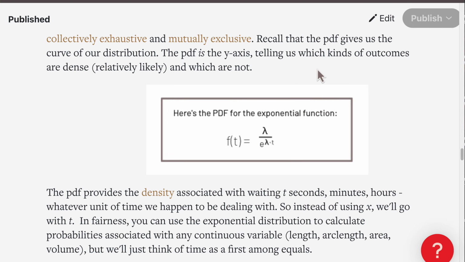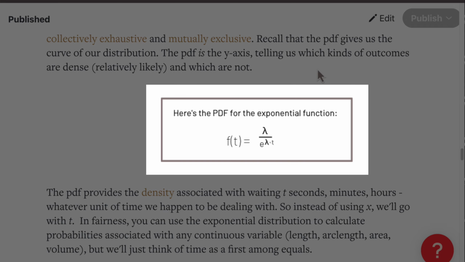The distribution itself, its PDF, is governed by one single parameter, and it's the same parameter that we saw with Poisson. It's lambda. It is the long-run average rate of occurrence. And so the PDF is lambda over e to the lambda t. Frequently, you see it written as lambda times e to the negative lambda t. What's going on there is, just remember, when you have a negative exponent, it's saying take the reciprocal. So they're just equivalent ways of writing the same basic reality.